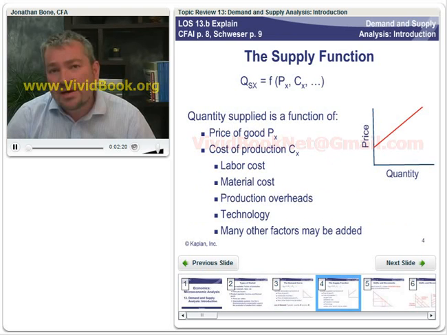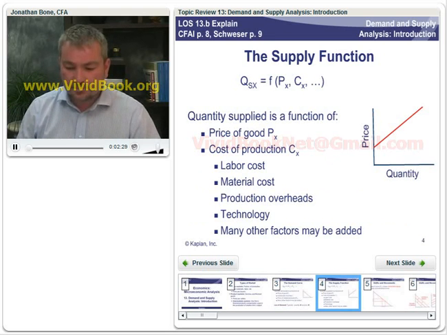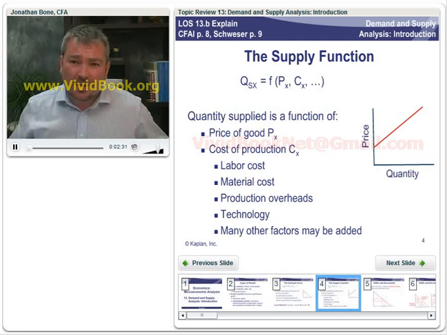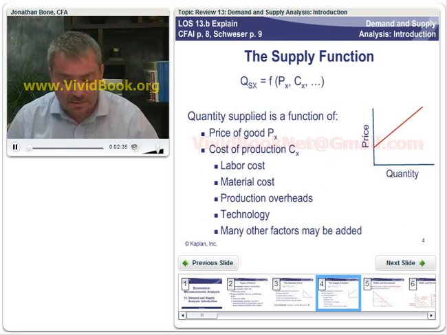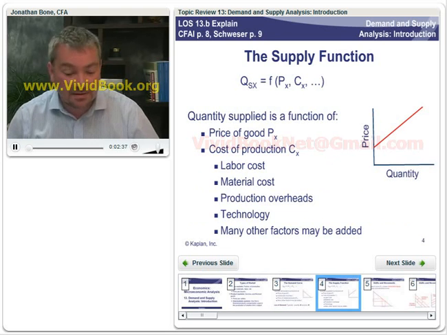So again, notice with both demand and supply, we're simply saying quantity demanded and quantity supplied is a function of many different variables. Notice, of course, here, supply curves are upward sloping. The higher the price, the more the firm wants to supply, because, of course, the bigger the profits they're getting from selling each unit.